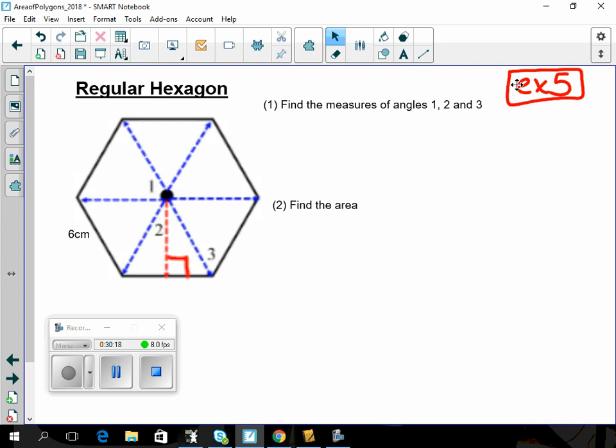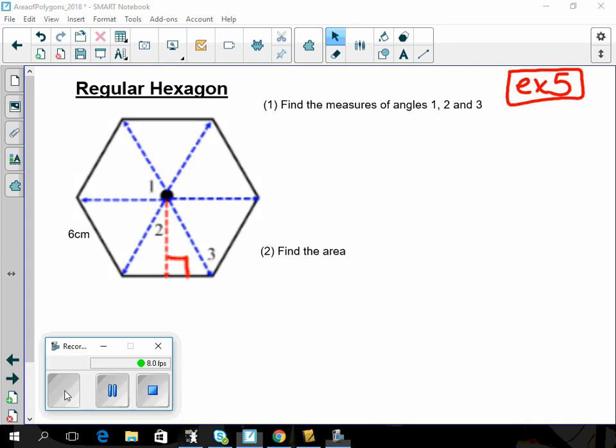Area of a regular hexagon. We can do it. All right, so the first thing I want us to do here is solve part number 1. I want us to find the missing angle measures. So let's do that. Let's look at angle 1 first.